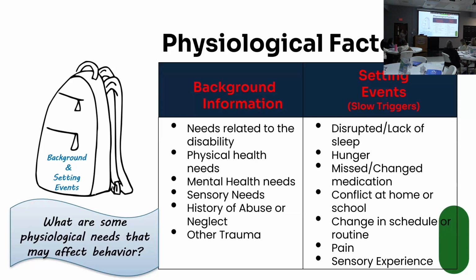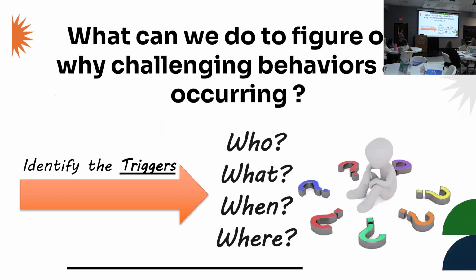So setting events, which are considered slow triggers, maybe they're hungry, maybe they didn't take their medicine today. Maybe there was a change in schedule. The bus came a little bit later, or when they got in, there was some small difference. Maybe they're in pain. Maybe they had an argument with their parent or a sibling or somebody on the bus, right? So setting events, those are what those are called.